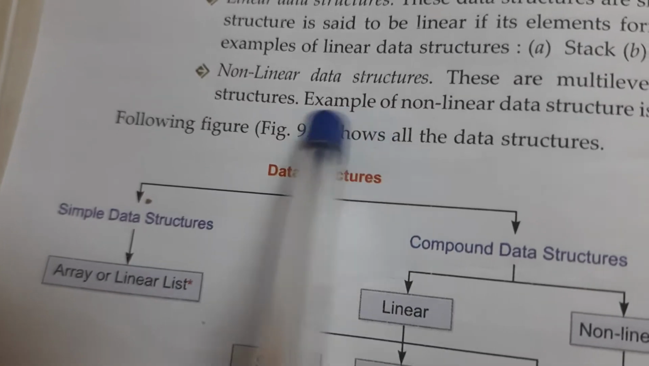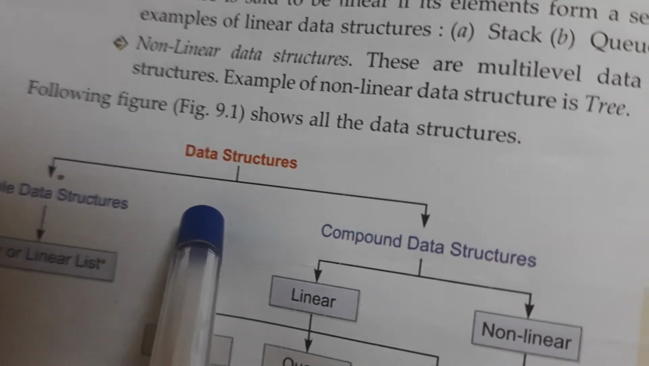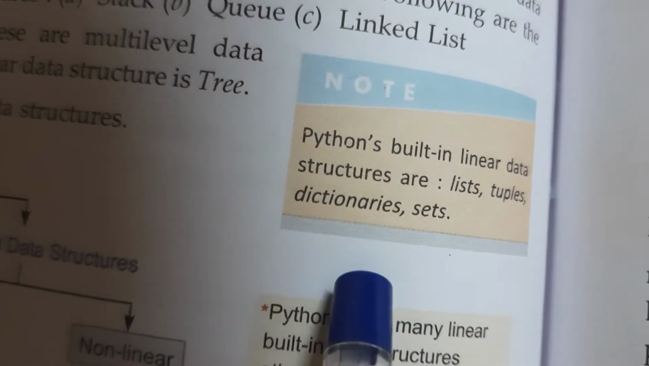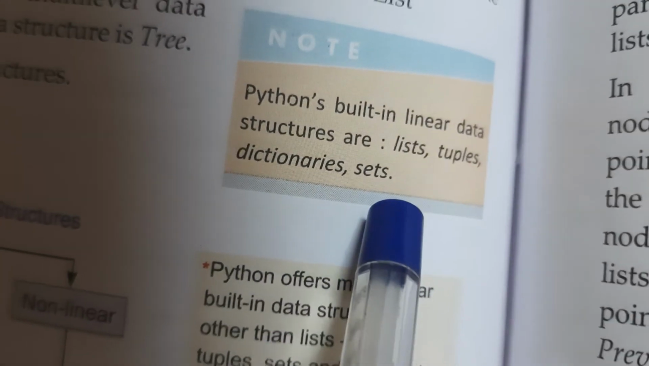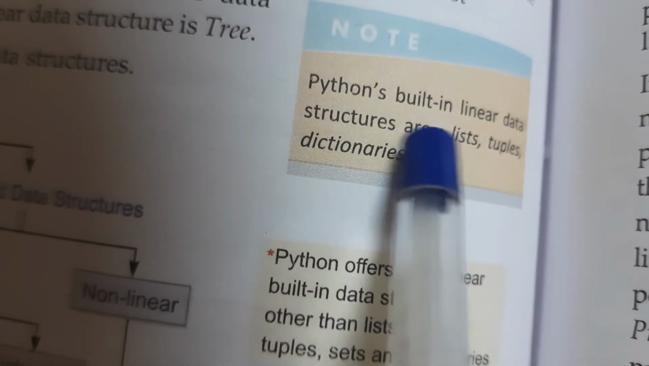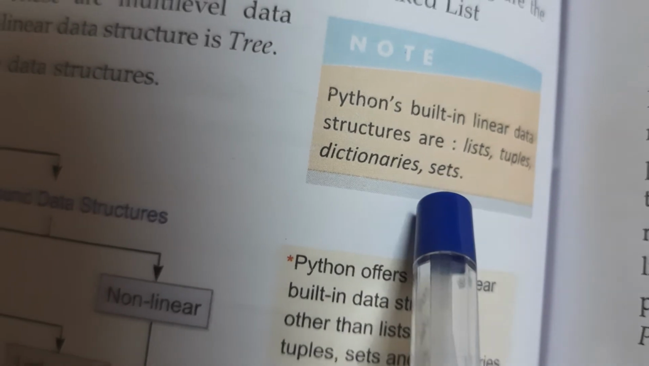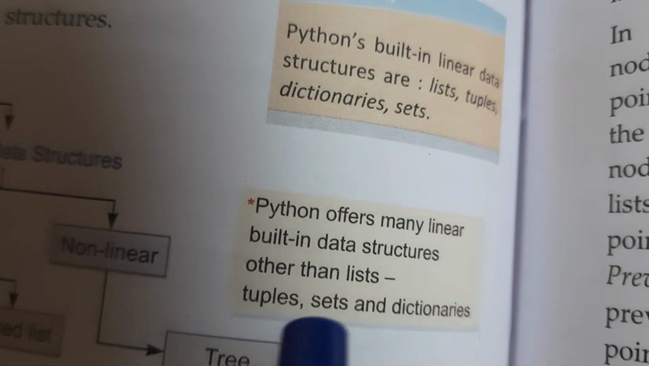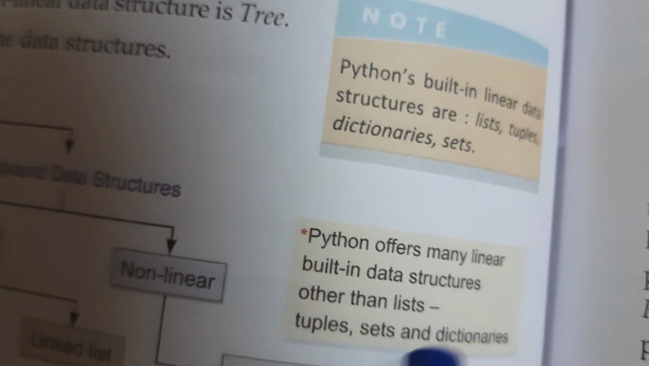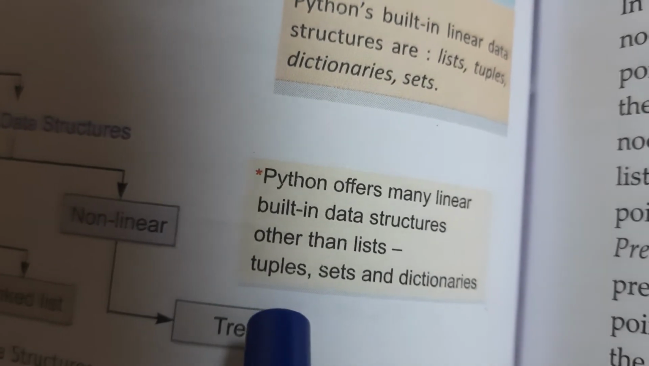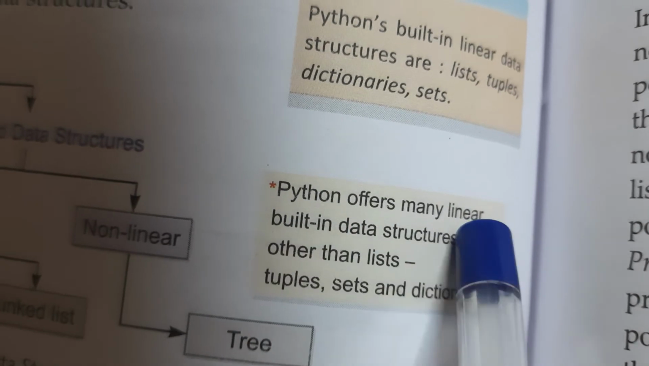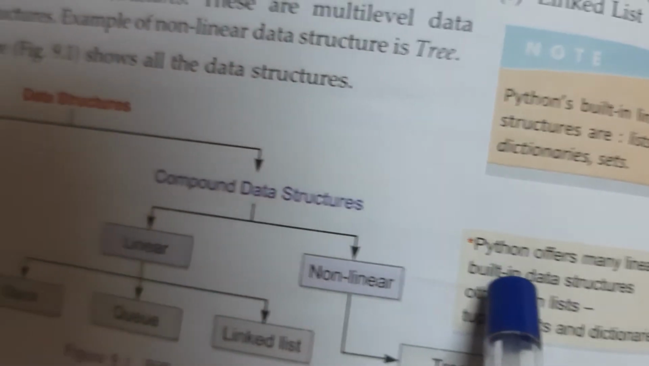Now I think you're all understanding what a data structure is. And you see there is a note given here. Python built-in linear data structures are lists and tuples, dictionaries and sets. So far we have not used sets much, but here we will see how we are going to use them. Python offers many built-in data structures other than the lists: tuples, sets and dictionaries. We will see what the built-in data structures are later.